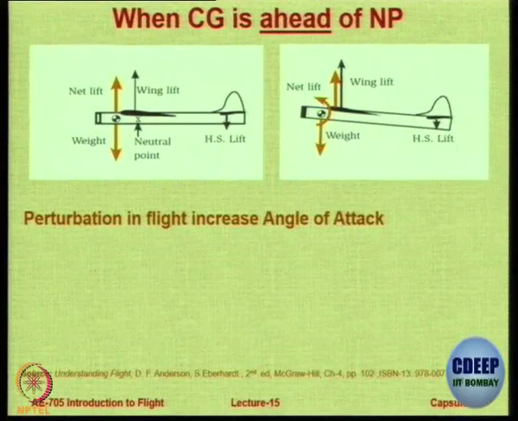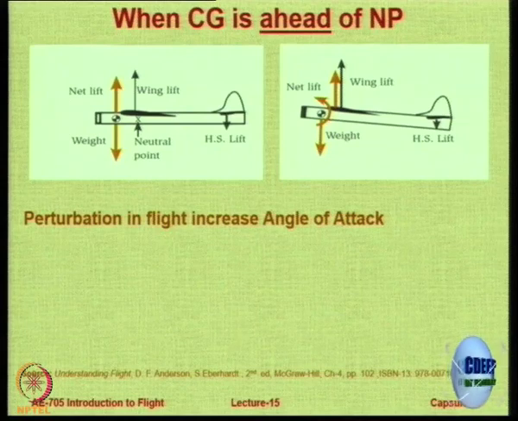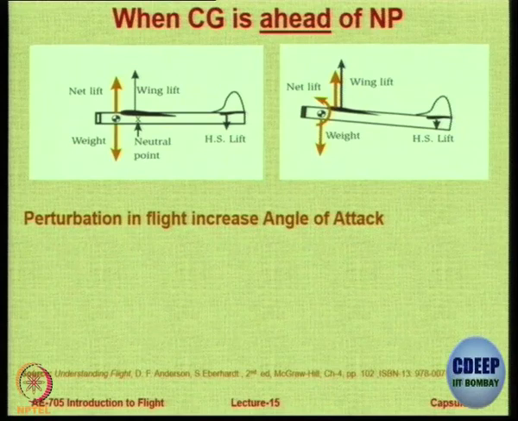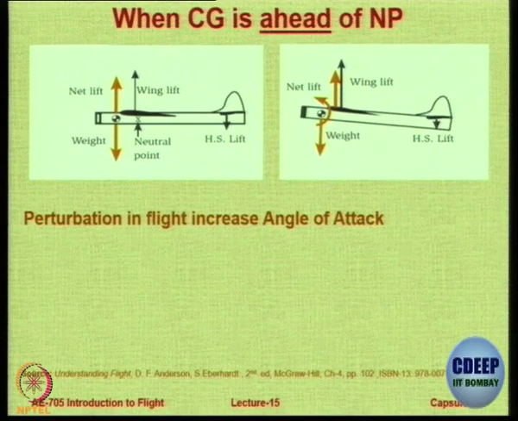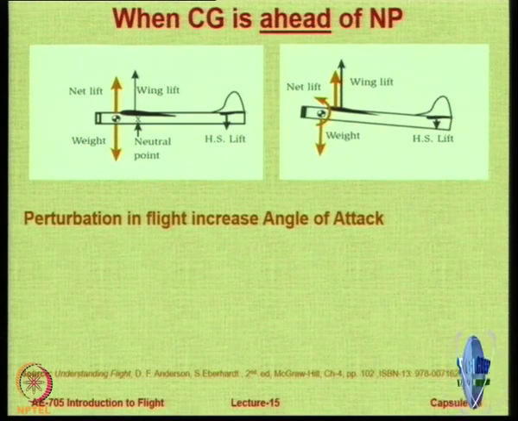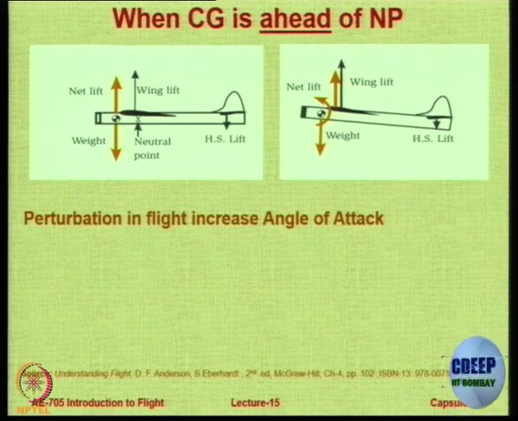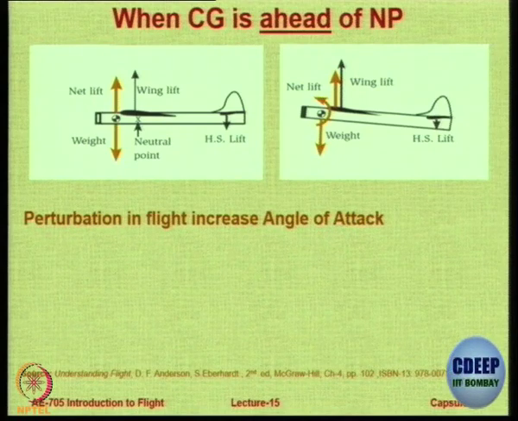Now, for some reason, there is a perturbation in the flight because of which the angle of attack increases. So, what will happen? As the alpha increases, and if the alpha is below alpha stall, then the lift will increase. So, as the angle of attack increases, the lift is going to increase. So, the nose down pitching moment is going to be created because of the delta L.